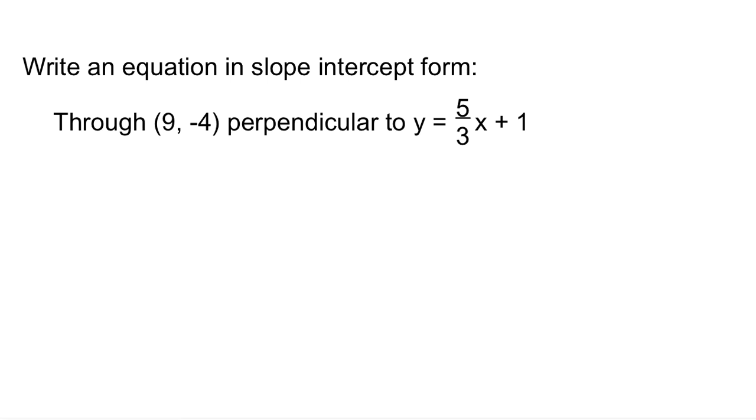Next example, we're asked for an equation in slope-intercept form, so we're switching things up a little. It goes through this point, x1, y1, and it's perpendicular to this equation. So this equation, I'm just going to box this up. This is my slope of this equation, 5/3. Perpendicular, I don't want the same slope. I want now to find the perpendicular slope.